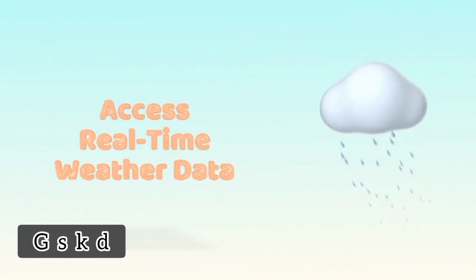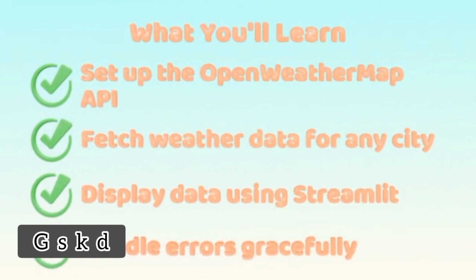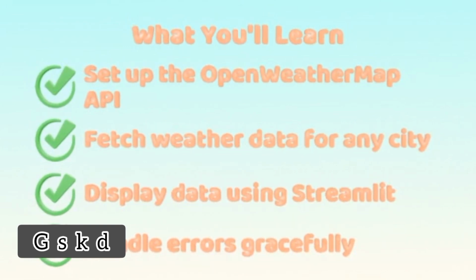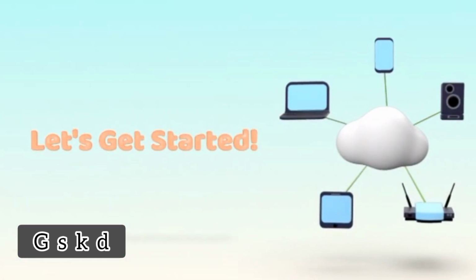lines of code. In this video, we'll cover how to set up the OpenWeatherMap API and get your own API key, fetch weather data, and display it using Streamlit. By the end of this tutorial, you'll have a fully functional weather app that you can customize and expand for even more features. Ready to dive in?